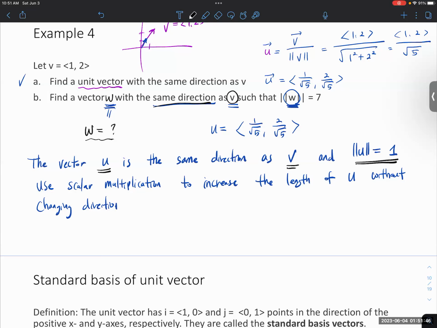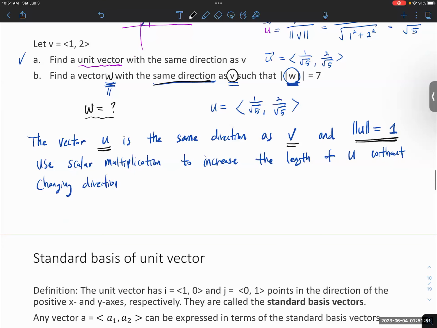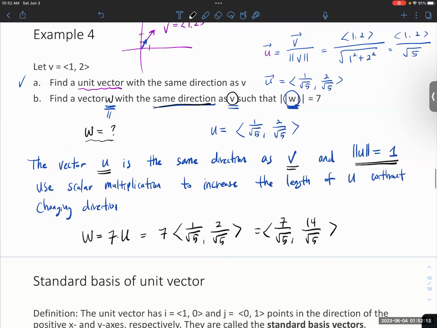So use scalar multiplication to increase the length of U without changing direction. What I'm saying is W is going to be 7 times U, right? Therefore, this is 7 times. We multiply the magnitude. So 7 over radical 5, 14 over radical 5. So think about it. We are looking for the vector W, and the magnitude is given. This is 7 times longer than the unit vector.